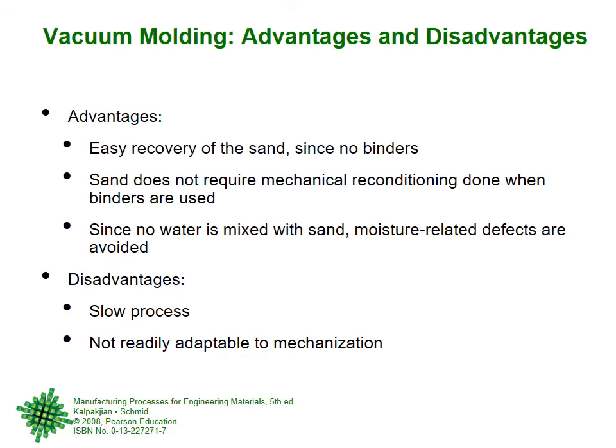Once again, whenever we see advantages and disadvantages, you can always pause the lecture and try to think of them yourself, and then see what advantages and disadvantages you could come up with, and whether they match. So, advantages: easy recovery of the sand since no binders are used, only vacuum. Sand does not require the mechanical reconditioning done when binders are used. This is important. First, removing the sand is easy because there are no binders. Second, because no binders were there, you did not have to reprocess the sand, clean it and use it, right? You just use it directly. And since no water is mixed with sand, moisture related defects are also avoided.